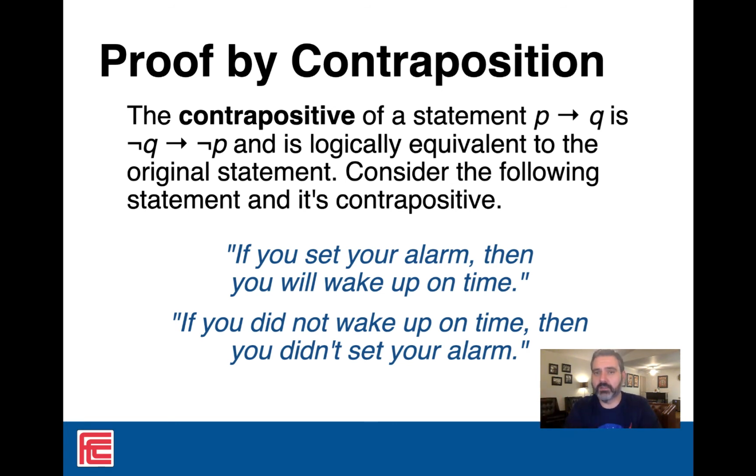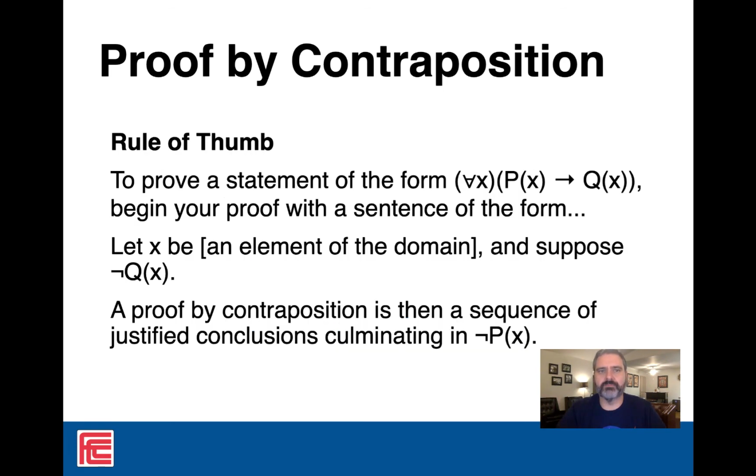Contrapositive is an equivalent statement, so therefore, if I can prove it true, then we can prove the original statement true. Your rule of thumb here is then, if you have something in the form of for all x, p of x implies q of x, you want to begin your proof with a sentence like this. Let x be an element of the domain, and suppose not q of x. That's where you're starting, right? Because the contrapositive goes the other way. Not q of x implies not p of x. So we're going to assume not q of x, and we are going to work to try to prove not p of x. Make sense?